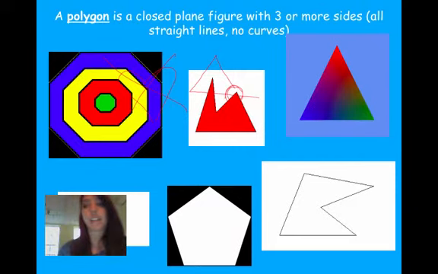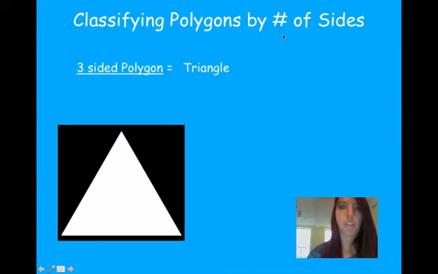That's what that closed figure word up here means. That's what it means when it says that it's a closed figure. Okay, closed means that all the lines connect and no curves. All lines connect, no curves.